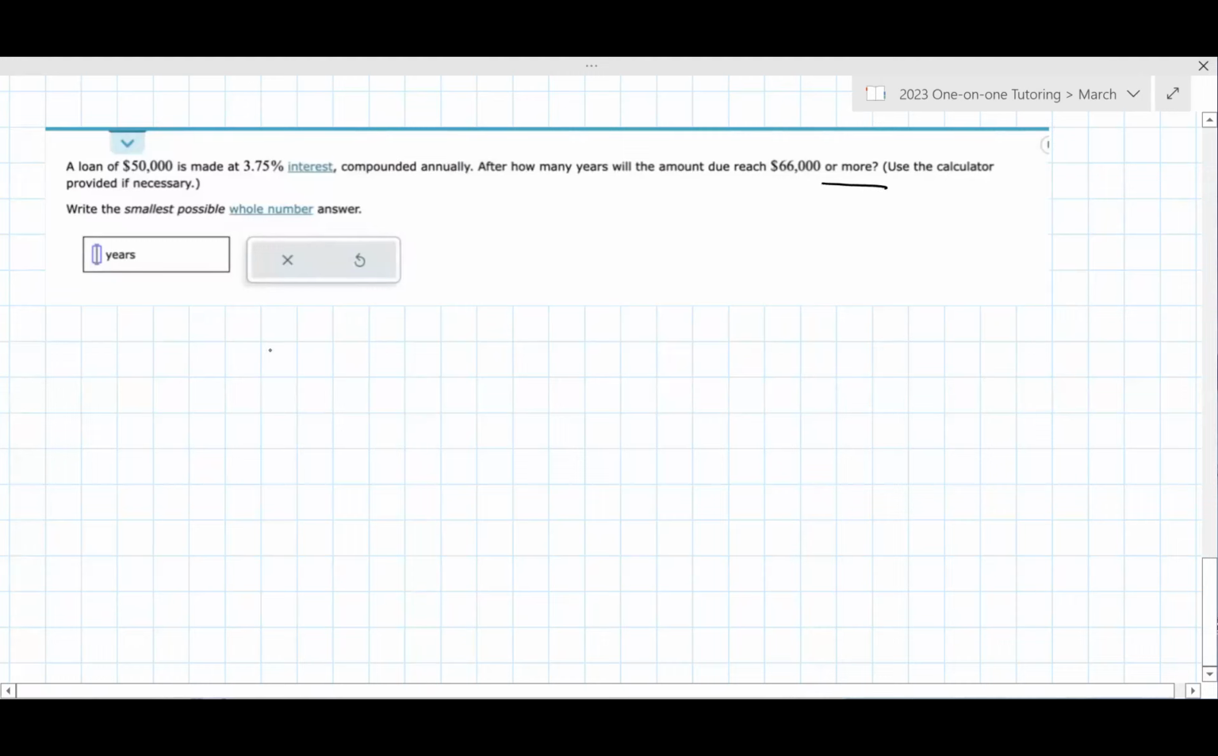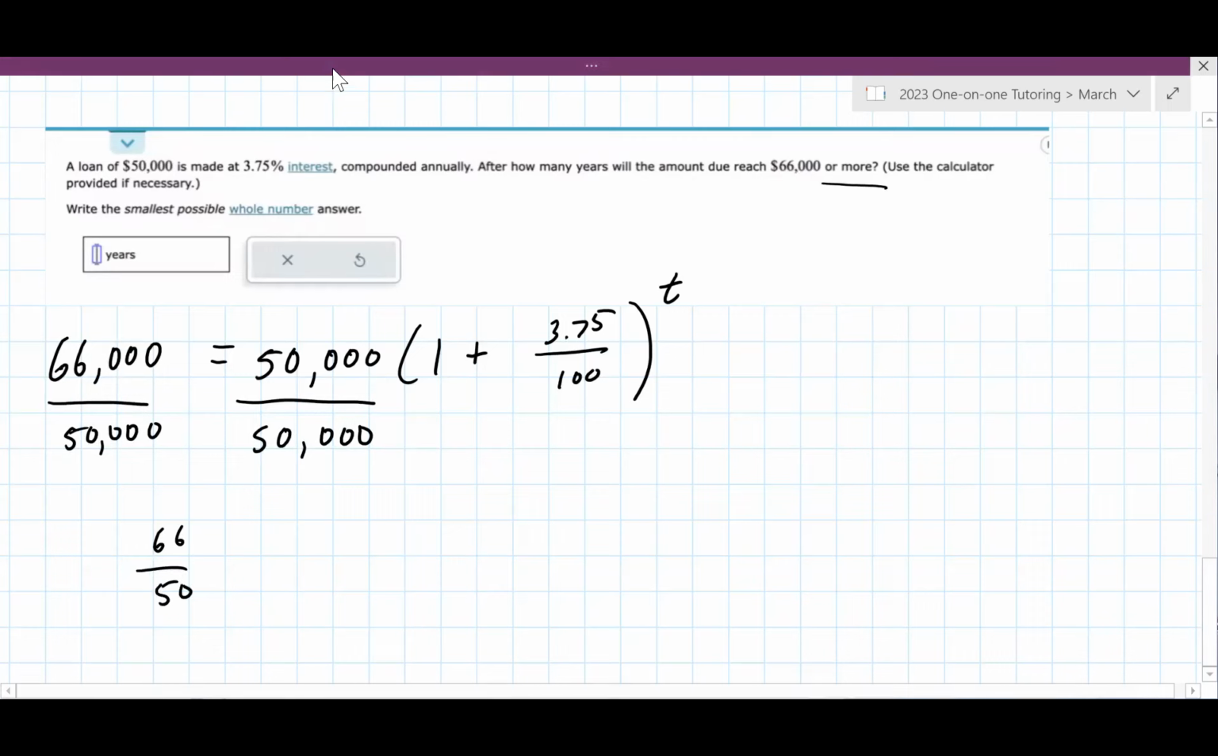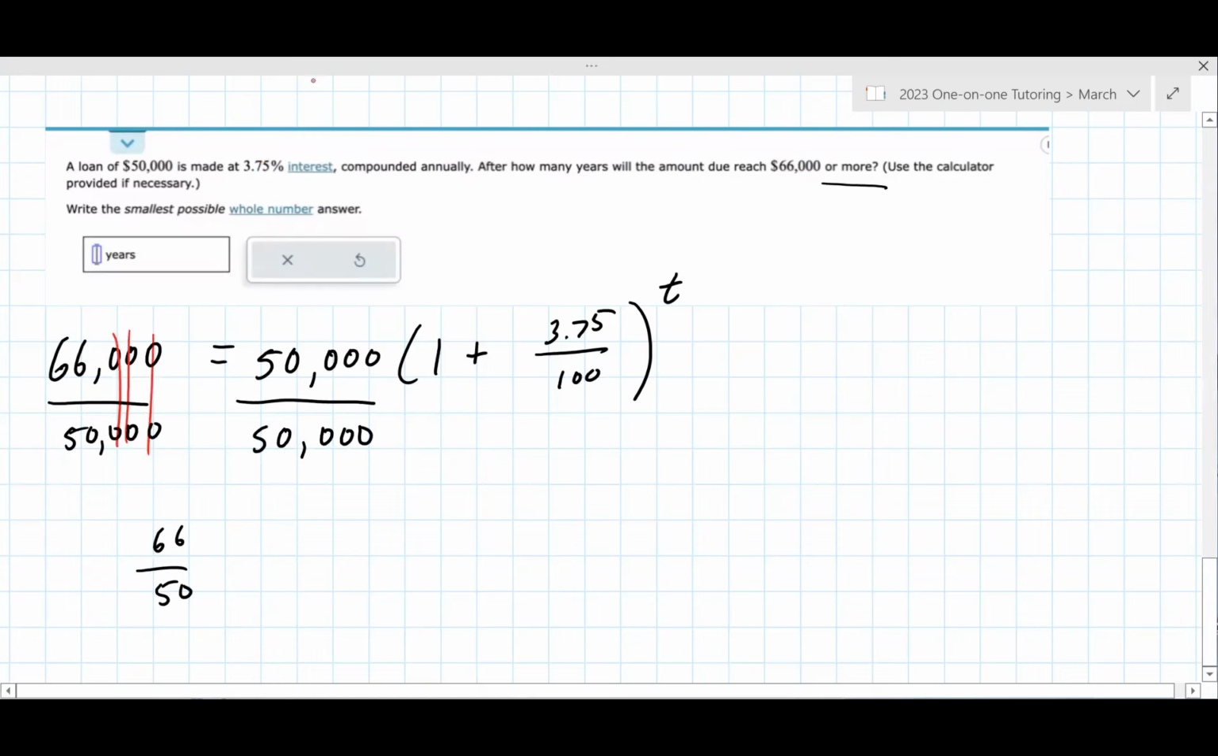So the principal is 50,000 times (1 plus 3.75 divided by 100) to the power of t, which we don't know, and this will eventually equal 66,000 or more. Divide both sides by 50,000. So I'm going to write 66 over 50, just canceling out the zeros. Because we're going to the calculator, I don't want to do it quite yet, but you could put that in the calculator right away. 1.0375 to the power of t.